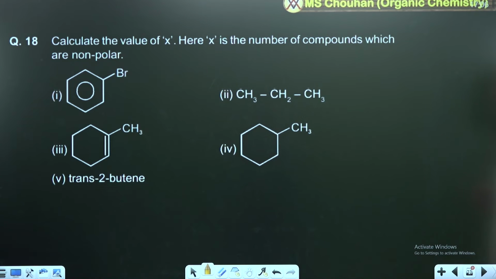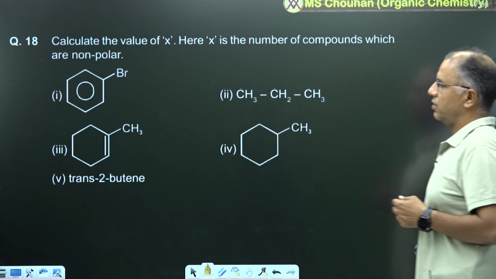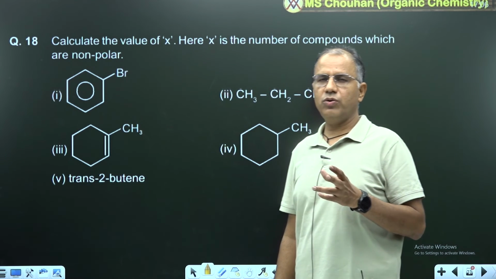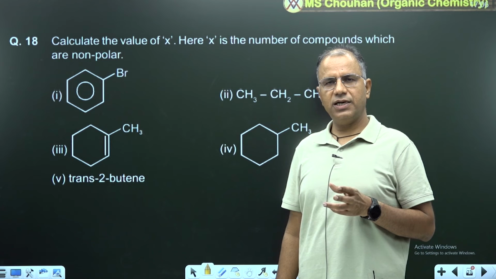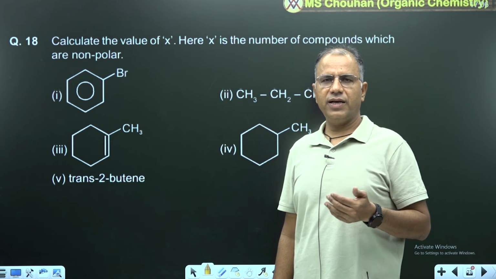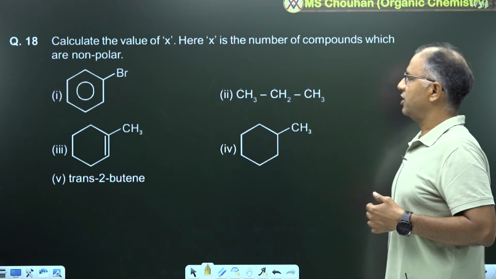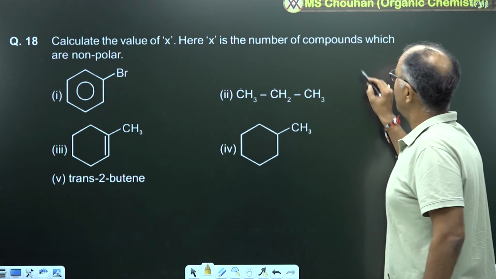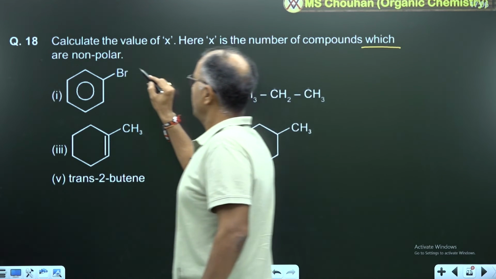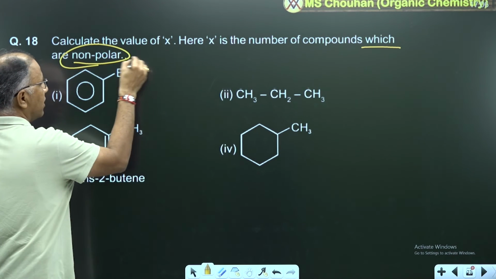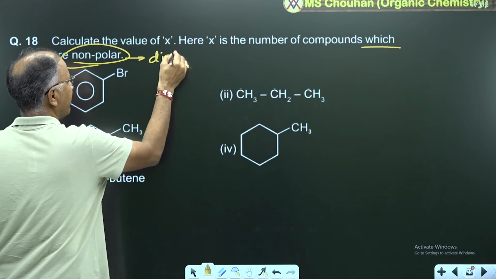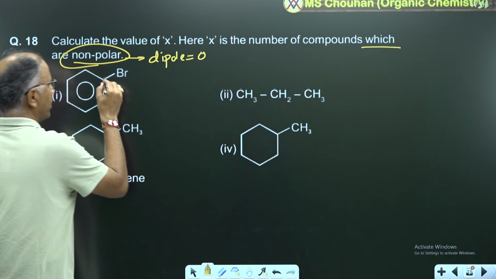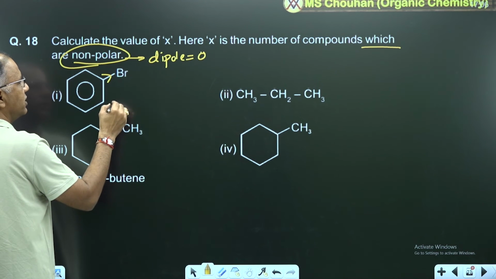Now this question we will discuss later on because you might not know how to calculate dipole. If you already studied the dipole value in inorganic chemistry, then you can do this question. Otherwise you can leave this question. Number of compounds which are non-polar. Non-polar means those which have dipole value 0. Now in this case there will be a dipole value, therefore it is polar.